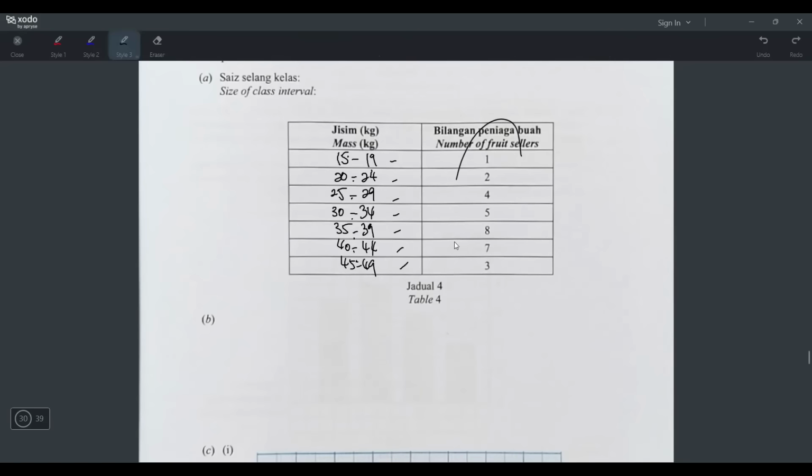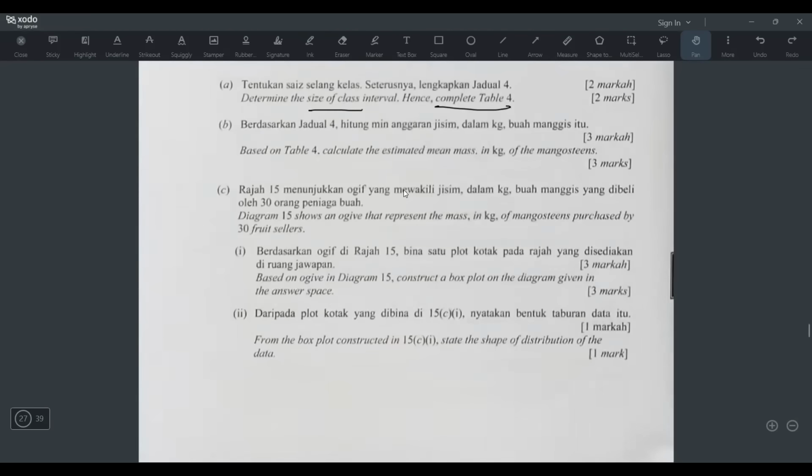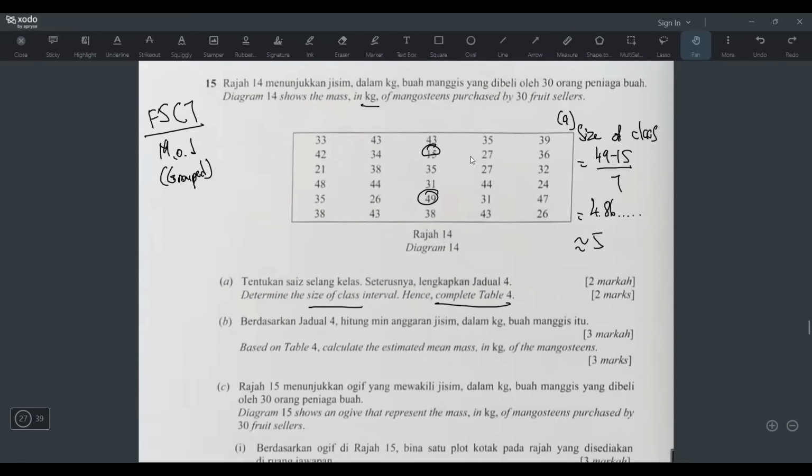Alright, and then what is this? That's the frequency lah. And they already calculate all the frequency for you. So we don't have to look at the rest of the data anymore because they already write down the frequency for me. So we can just continue already.